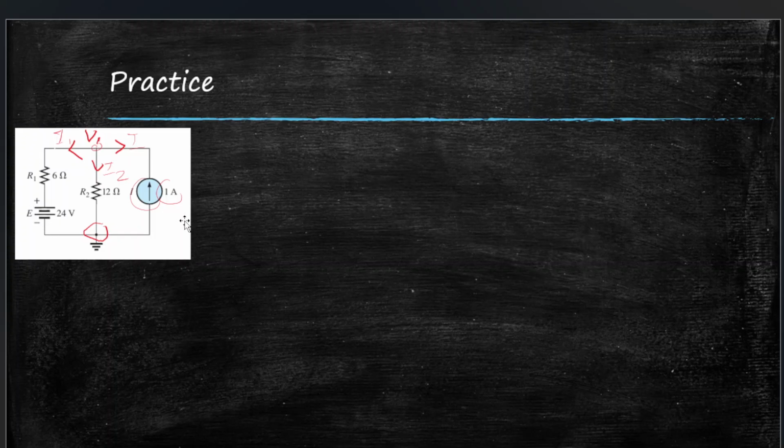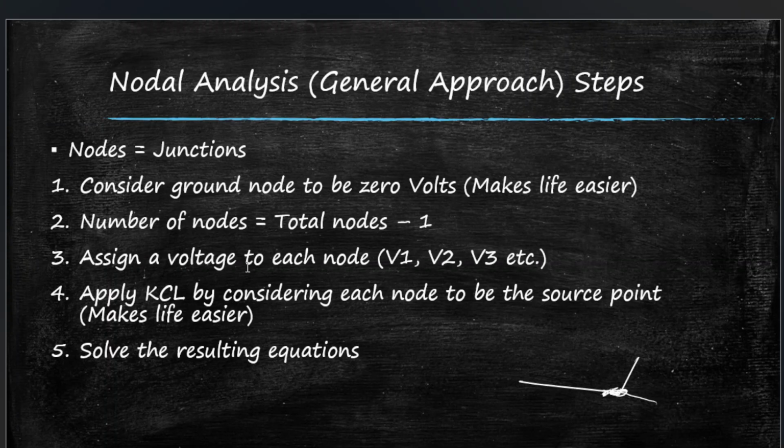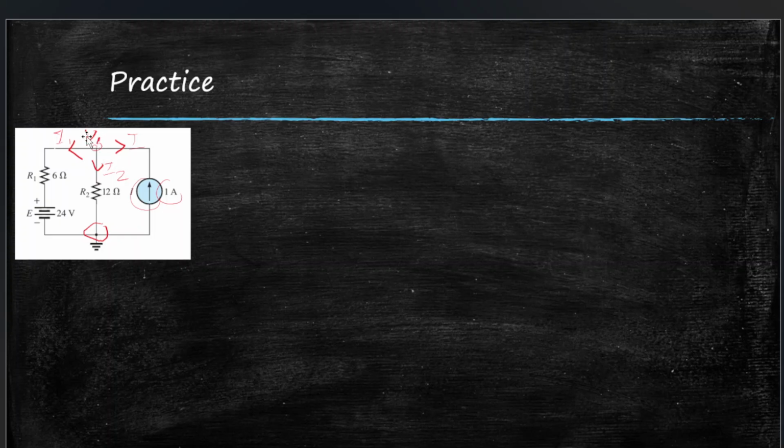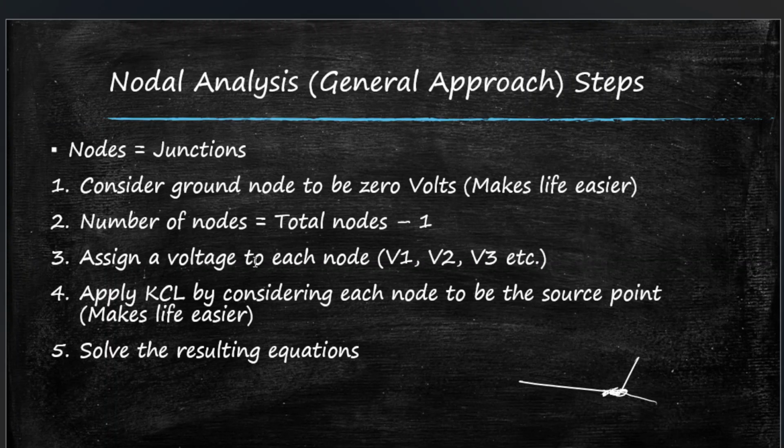Now here we can see the total nodes was 2. One node up here and one node down here. But since this one is being considered 0, the number of nodes we will analyze is just 1. This V1. And we will assign each node a voltage V1, V2, V3, etc. So we are assigning this node as V1. If we had another one, it would be V2, another one would be V3, like that.